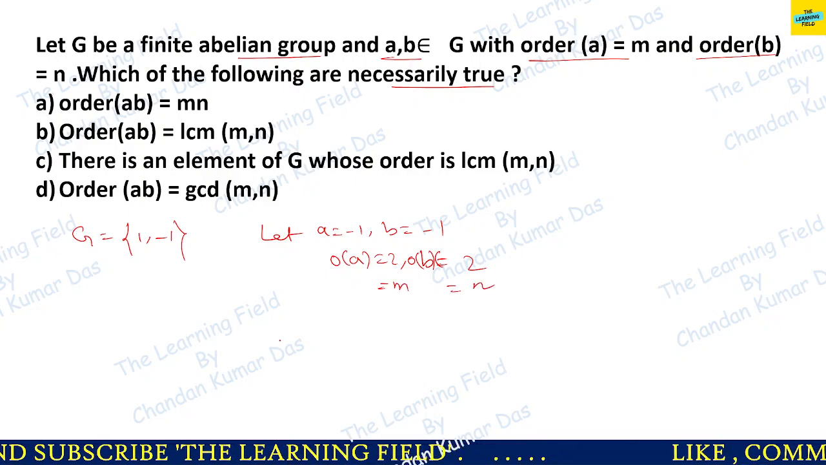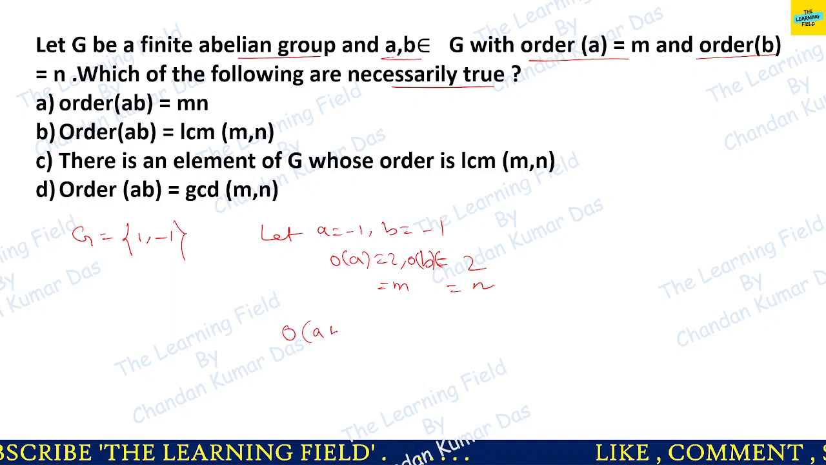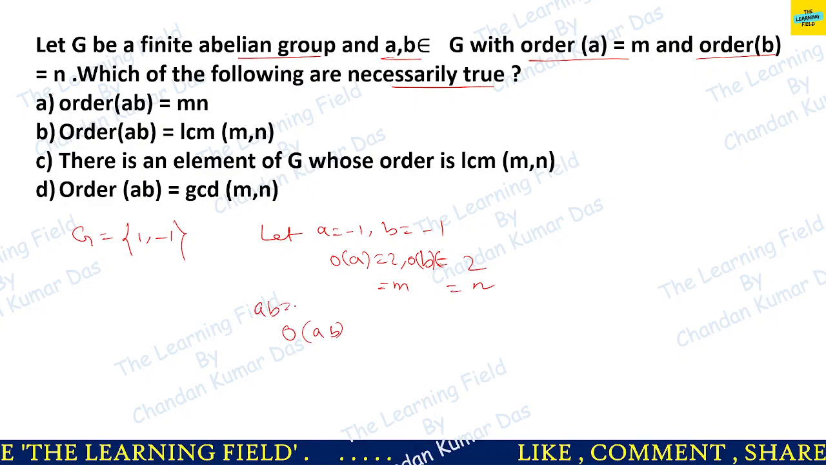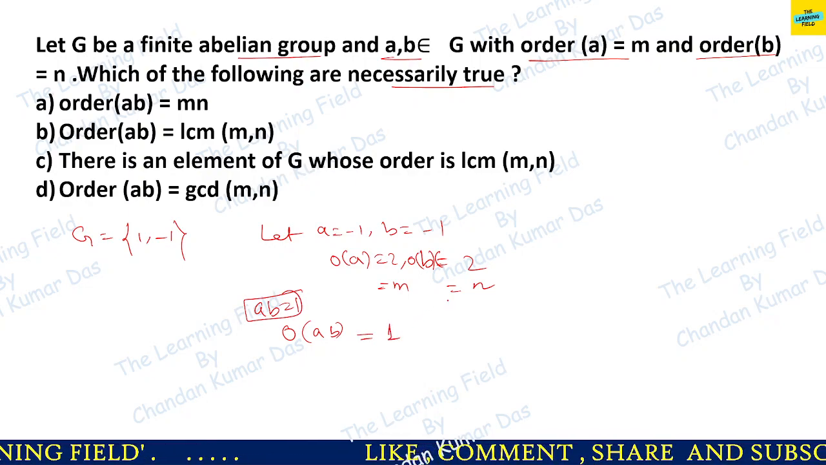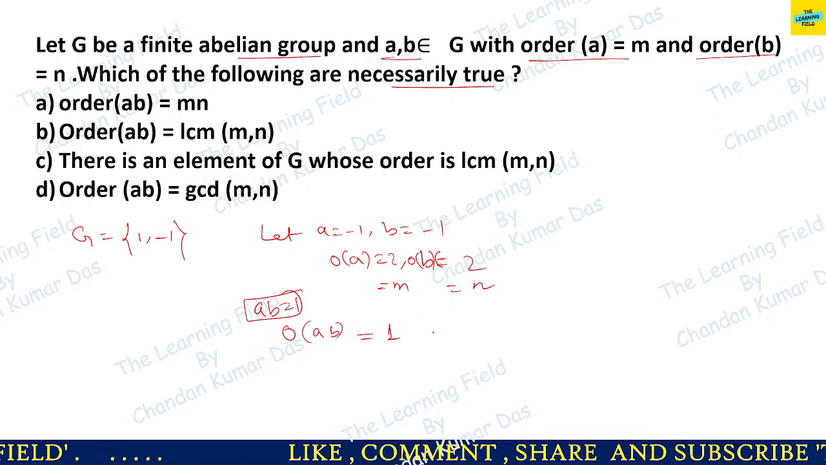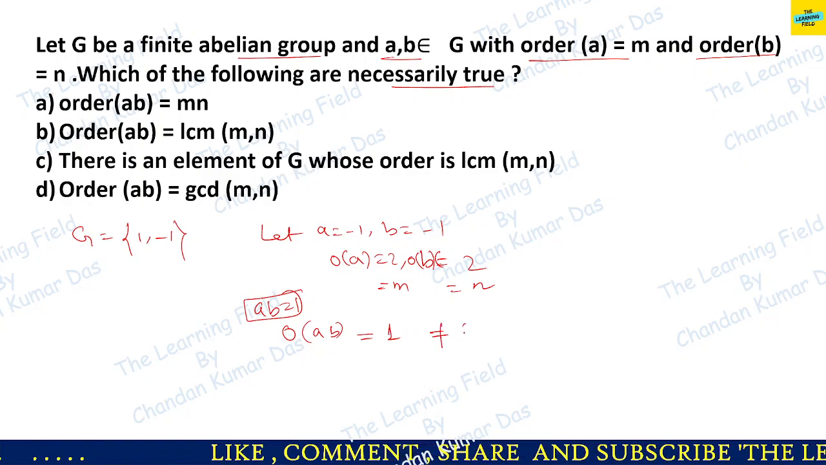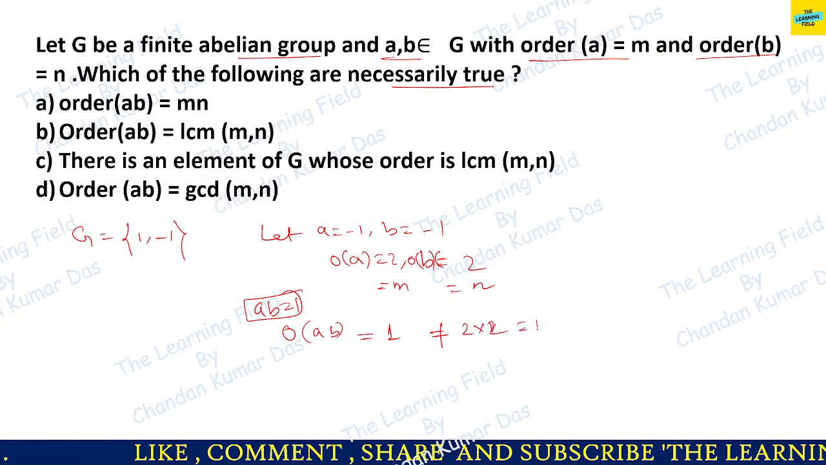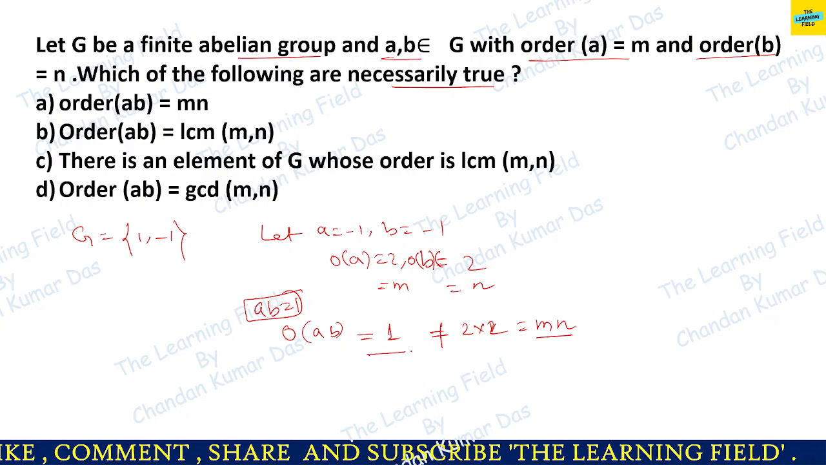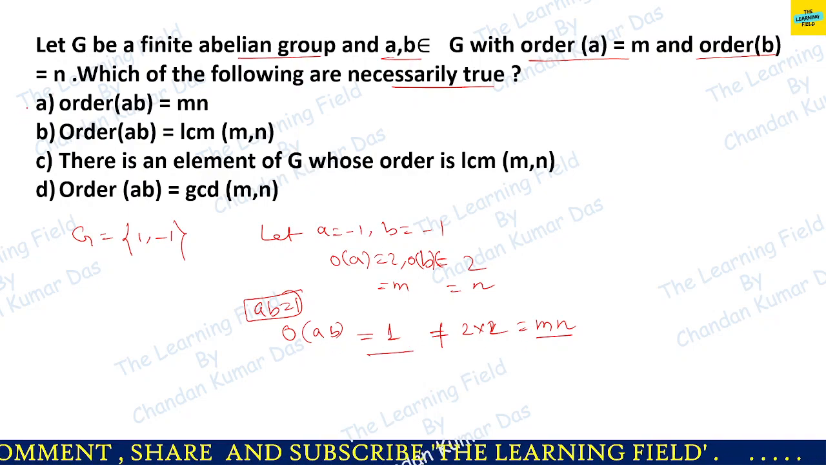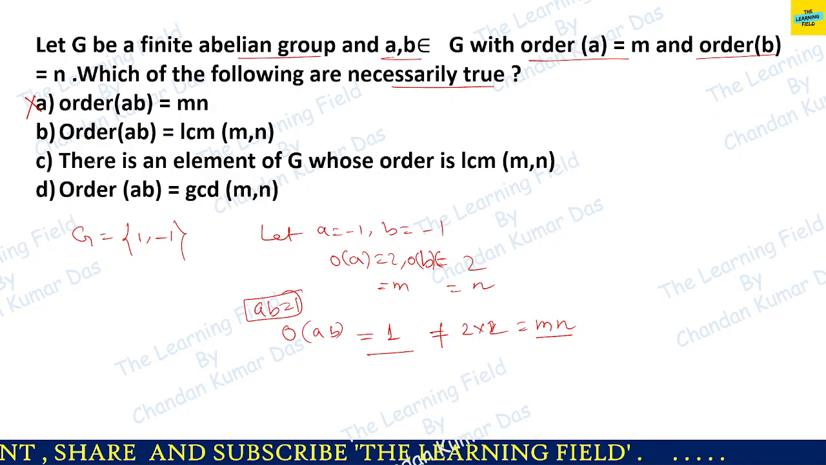ओके, नाउ ऑर्डर ऑफ ab क्या होगा, यहाँ पर देखो ab इक्वल टू होगा 1 एंड ऑर्डर ऑफ ab होगा 1. सो देखो यहाँ पर ऑर्डर ऑफ ab इक्वल टू 1, दिस इज नॉट इक्वल टू 2 into 2 विच इज इक्वल टू mn. ठीक है, मतलब mn का वैल्यू है 4 बट ऑर्डर ऑफ a का वैल्यू है 1, सो दिस इज नॉट इक्वल, दैट मीन्स ऑप्शन ए यहाँ पर नॉट ट्रू.